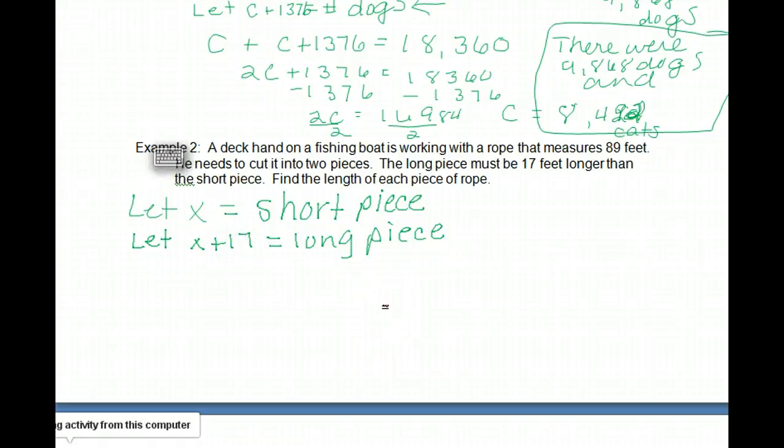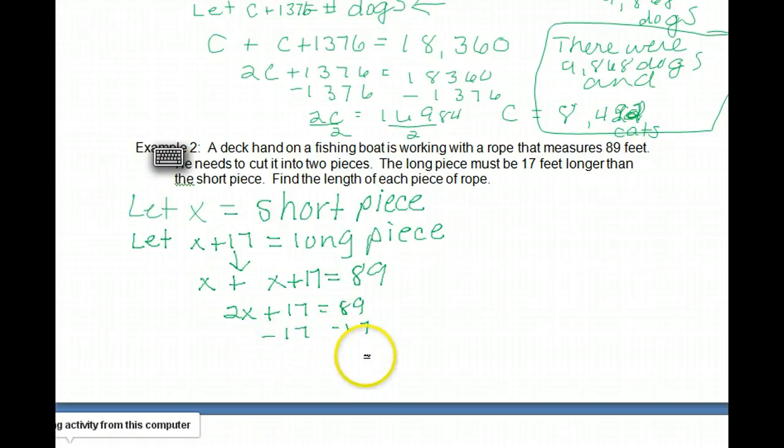If I take my short piece and my long piece and put them back together, it's going to equal a total of 89 feet. So the short piece is x, the long piece is x plus 17. So when I add them together, that gives me the 89 feet. x plus x is 2x plus 17 equals 89. We're going to subtract 17 from both sides.